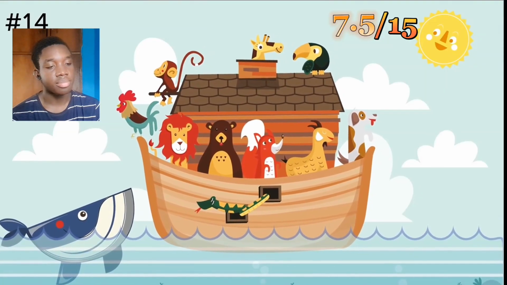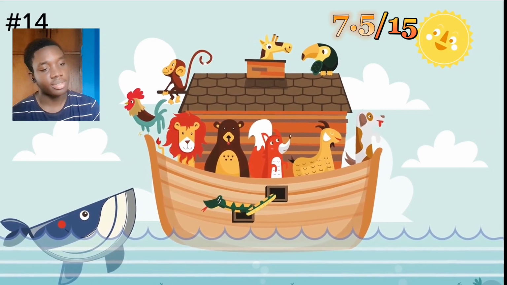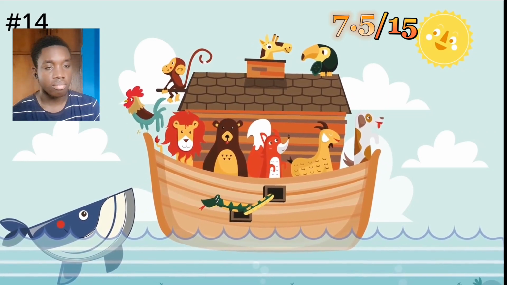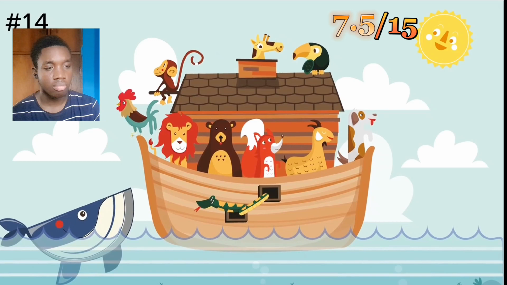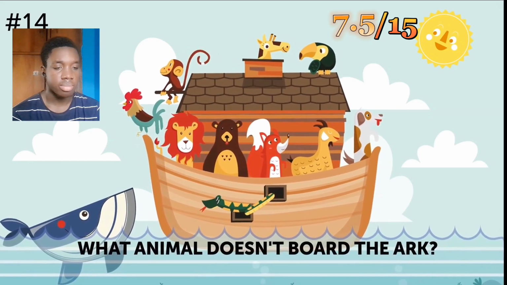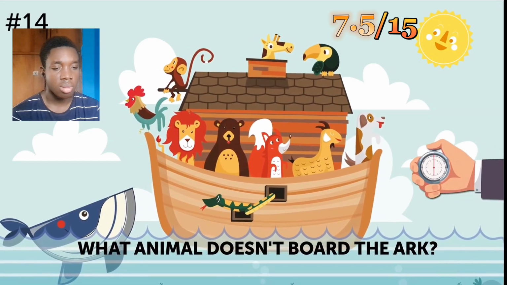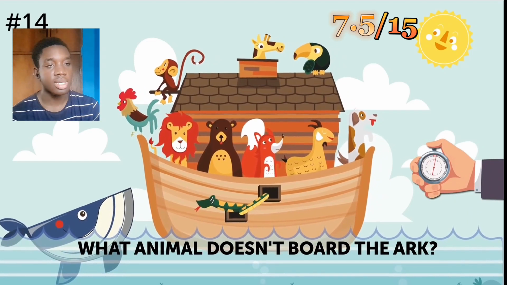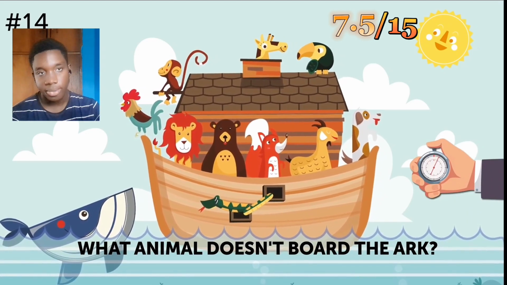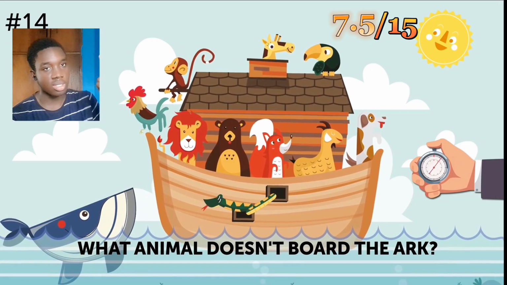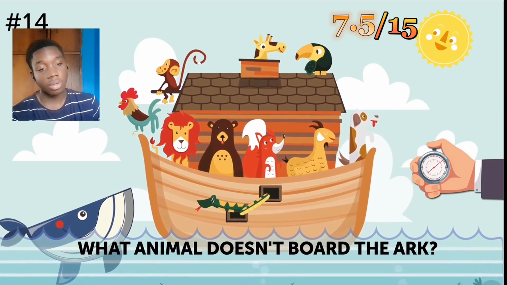14. Noah builds one more ark and invites all the world's animals to join him. Every single animal gets on board, except for one. What animal doesn't board the ark? Okay, so I want to say it's the whale because that's the most obvious explanation right now. But somehow I feel like you'll pull a plot twist in this. But I don't know. I'm going with the whale.